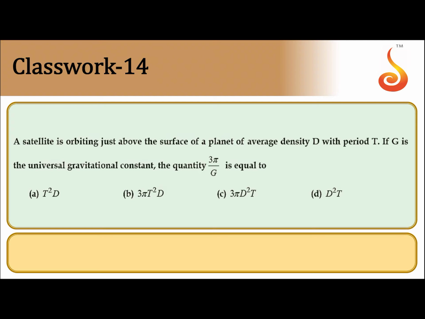A satellite is orbiting just above the surface of a planet of average density d with period t. If G is the universal gravitational constant, the quantity 3 pi divided by G is equal to... OK. Now he says the period is t. The period of a planet is given by 2 pi root r cube divided by GM.